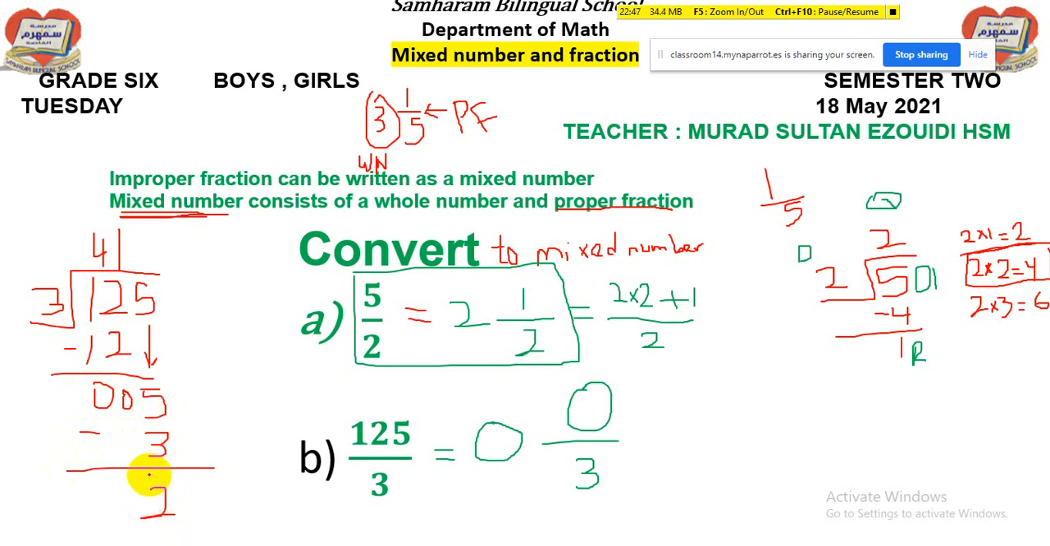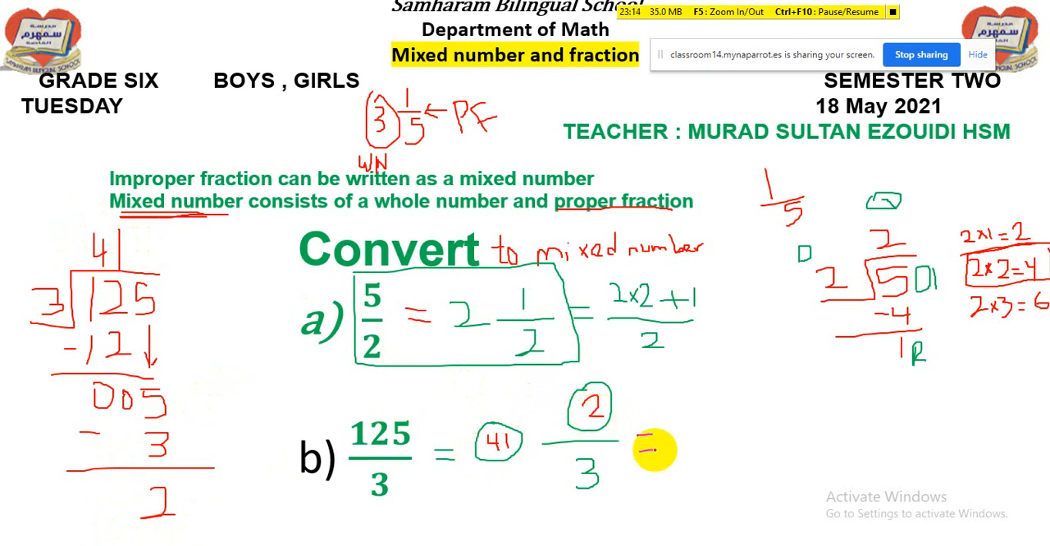So this is the remainder, this is the quotient, this is the divisor, this is the dividend. So the dividend, which is 125, divided by the divisor 3, is equal to the quotient 41. What is the remainder here? The remainder is 2, over 3. This is the last answer.